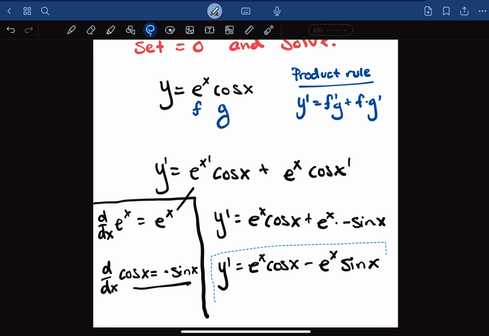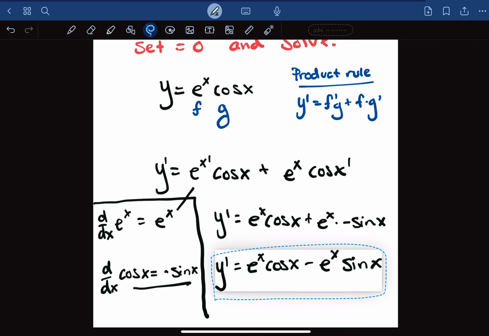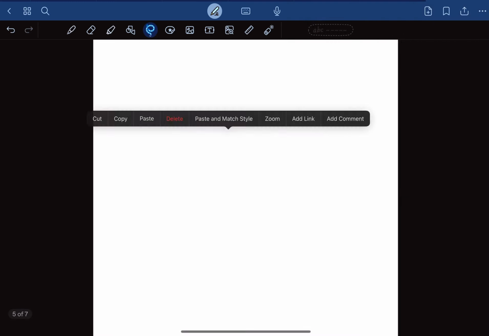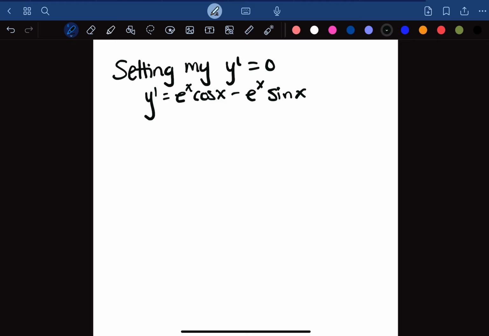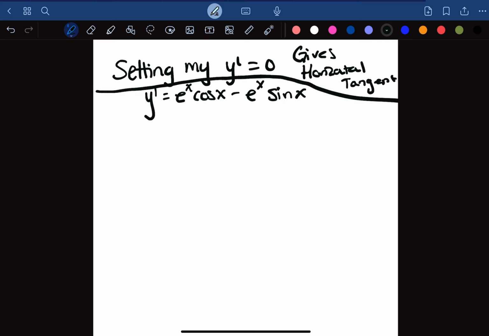And so now that I have this part of the equation, what I'm going to do is set this equal to 0. My y prime equal to 0 gives my horizontal tangent. And that is what we are trying to find in this problem. We're trying to find our horizontal tangent.